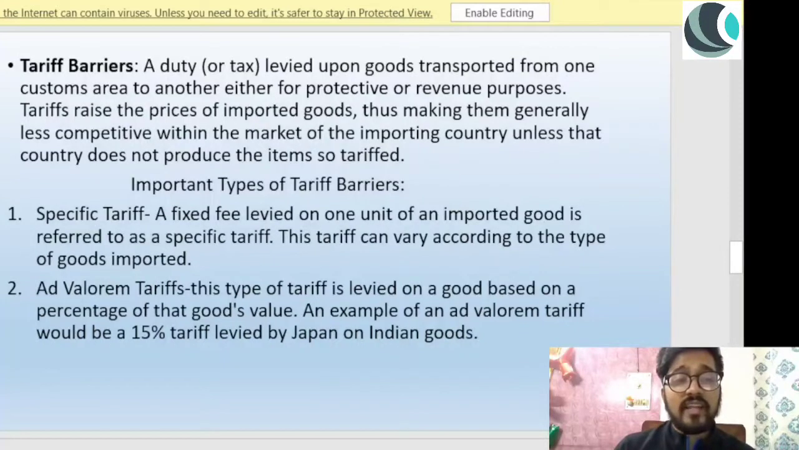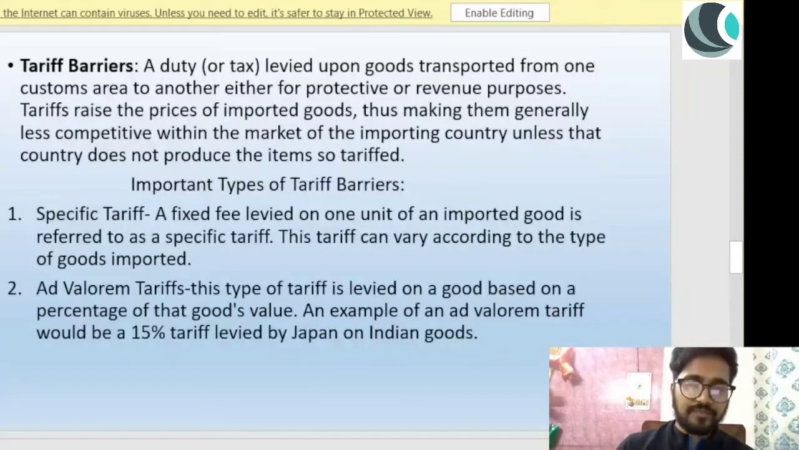Now, second is ad valorem tariffs. This is the area where they will ask you question, right? The ad valorem tariffs, because they usually ask you question on difficult terms. So because you are not easily able to recall these terms in the examination, right? So this type of tariff is levied on good based on a percentage of that good's value. So I'll explain you with an example.